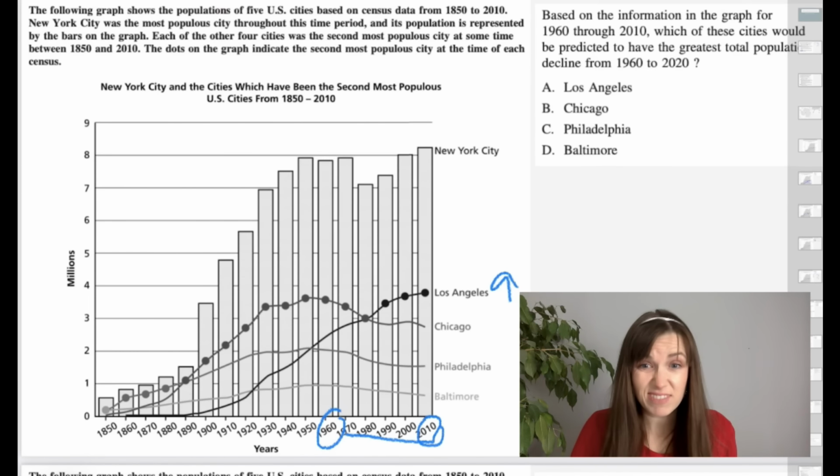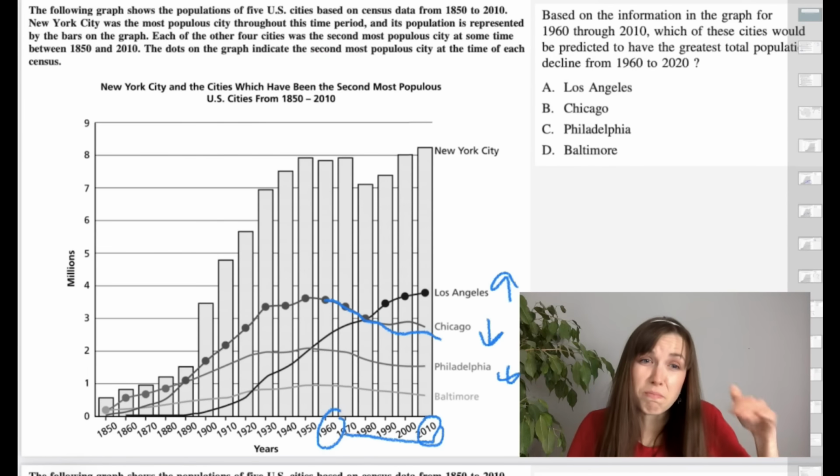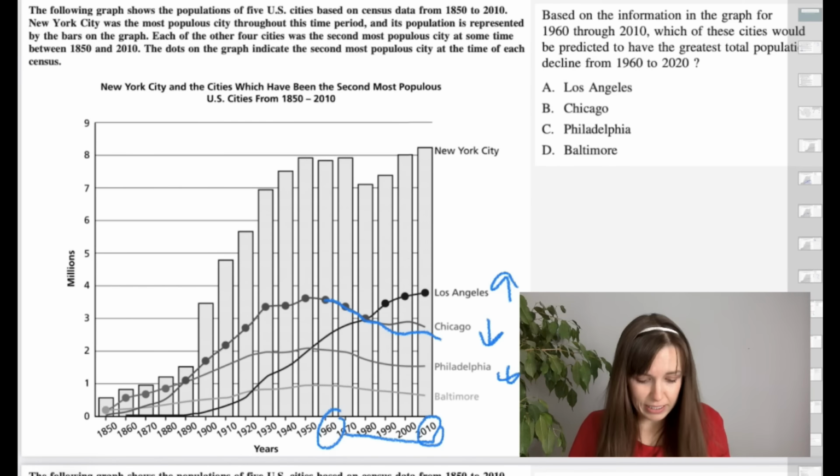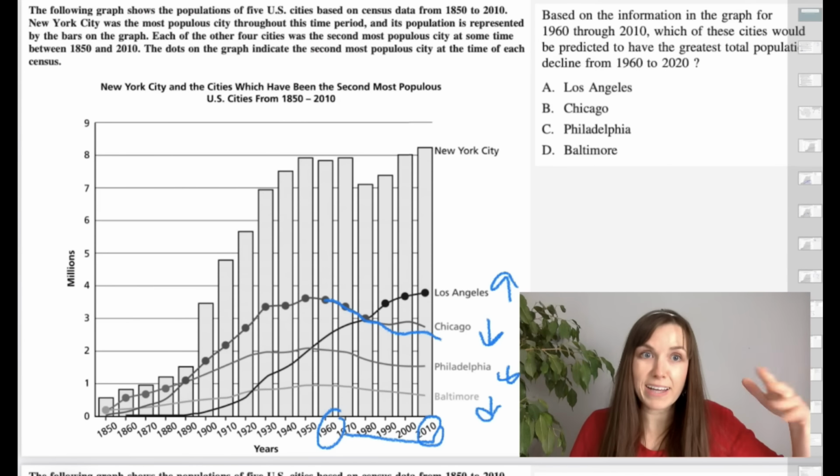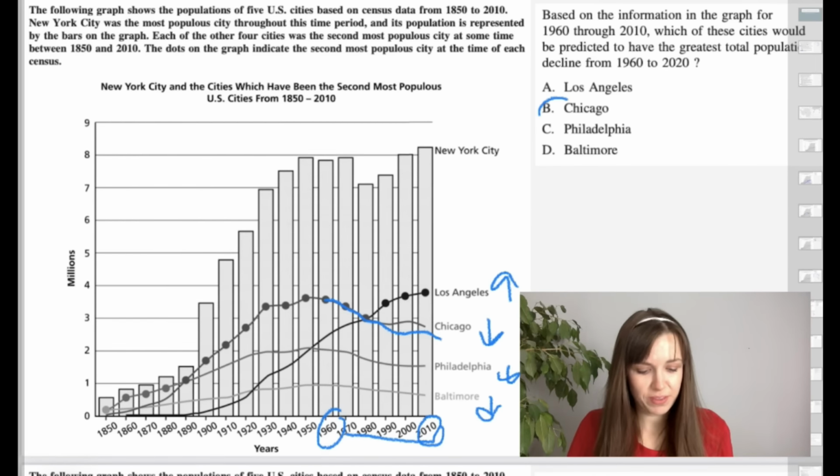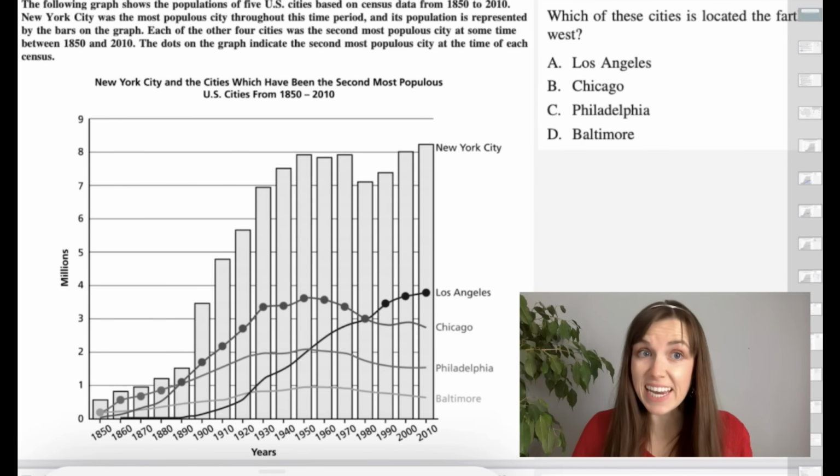Chicago? Looks like it's going down a little bit, don't you think? Yeah, so I would say it's going down. Philadelphia is going down a little bit, but not significantly. Baltimore, going down just a tiny little bit. So which one has the most decline? Definitely B, Chicago. Which of these cities is located farthest west?